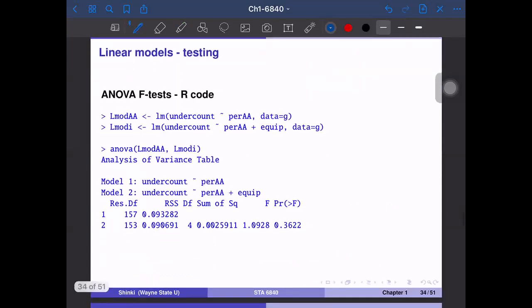Now we proceed to our examples. We set up two linear models. The first one is linear model AA, where only the percentage of African American is the predictor. And in the second model, we have two predictors, the percentage of African American and the equipment. And remember that for the equipment, we have 5 types.